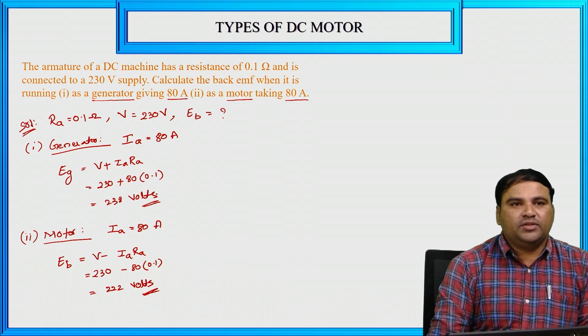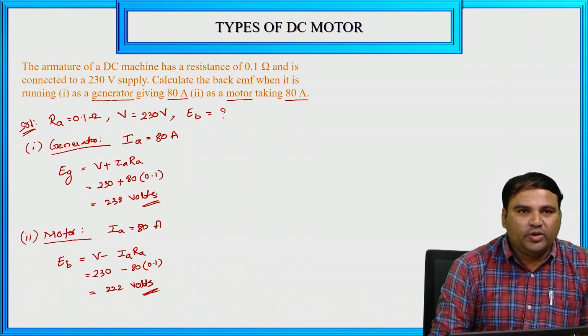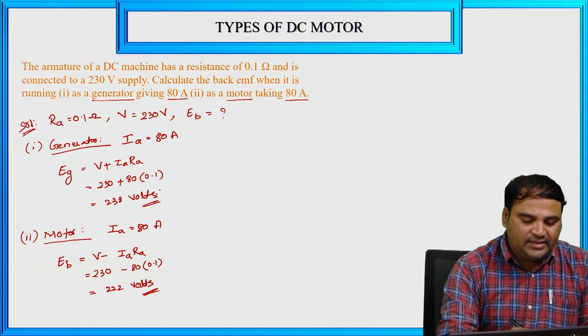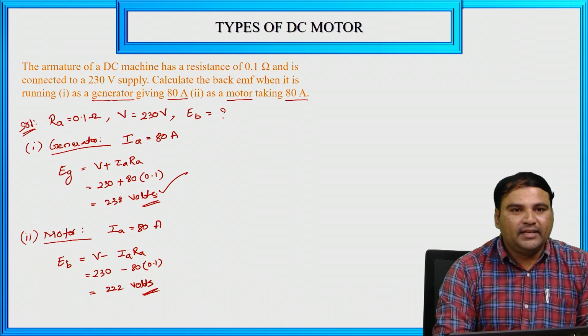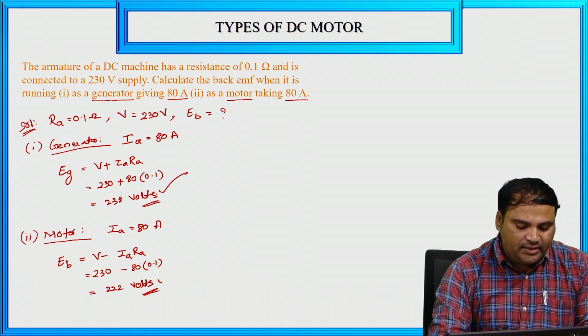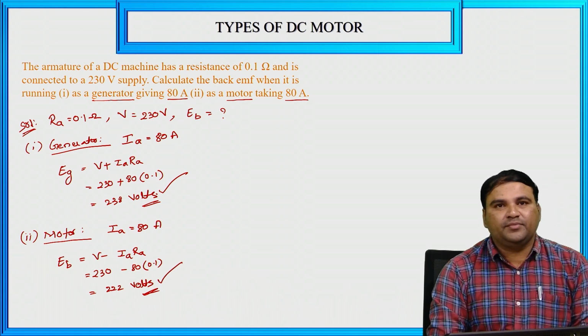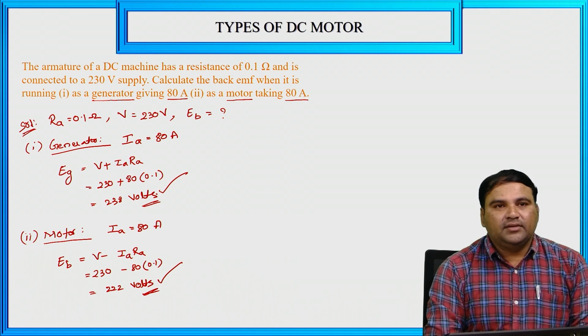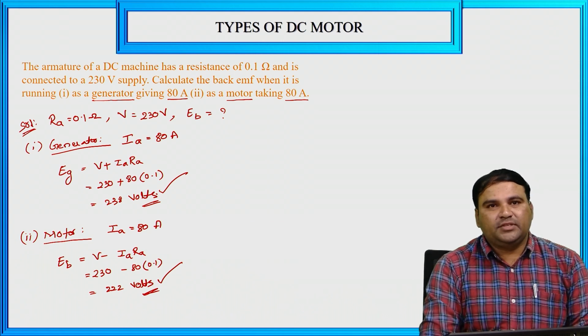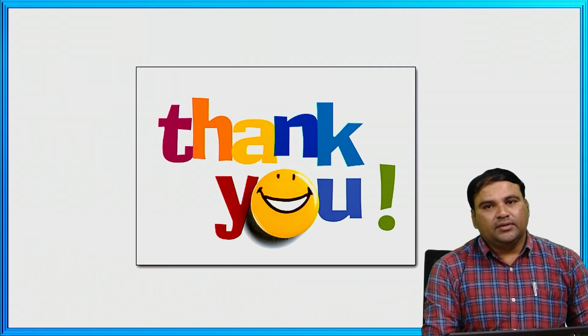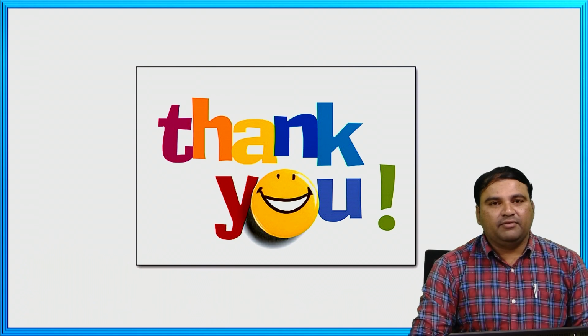Okay, so these are the generated voltage of the DC generator, and this is the back EMF of the DC motor. Okay, so these are the two problems on the shunt type DC generator. So in next class, we'll discuss about the compound wound DC motor.